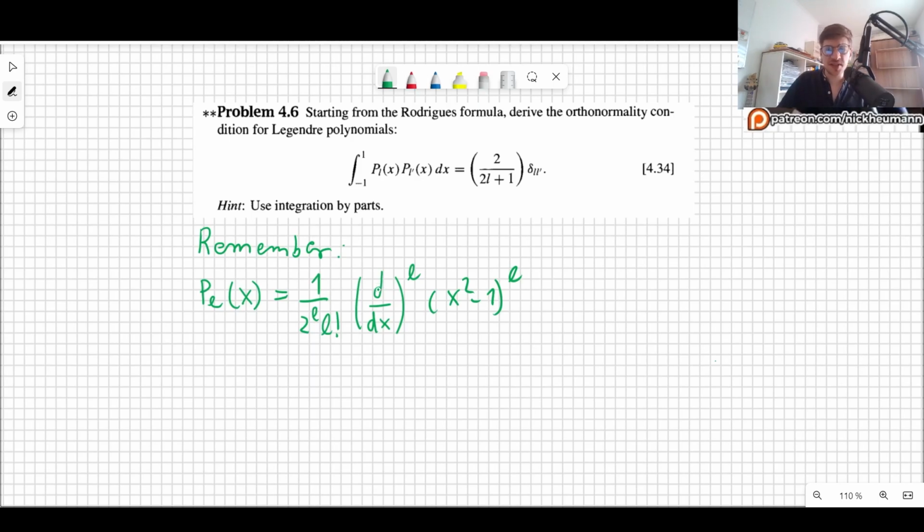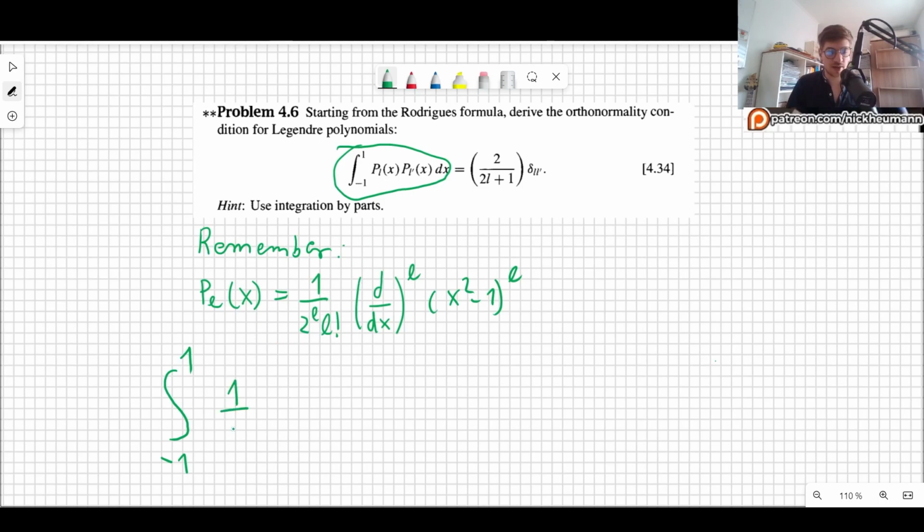And this is honestly simple in principle, but it's going to be a little bit messy. So what we want to do is simply plug in P_L and P_L', the Legendre polynomials, into that integral, right? Because if they are orthonormal, then we have to integrate over the entirety of the domain. And as we know, Legendre polynomials are only defined between -1 and 1. So that's why we're integrating over that region.